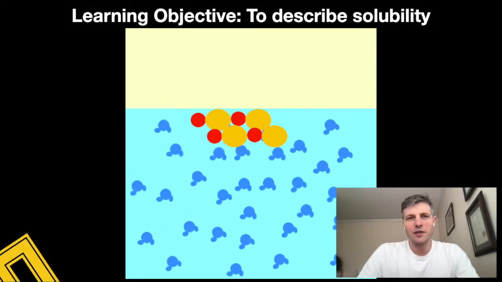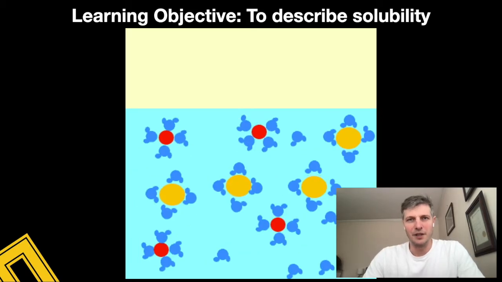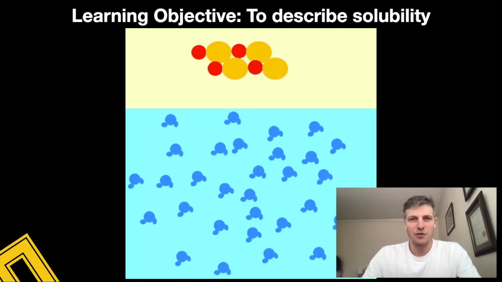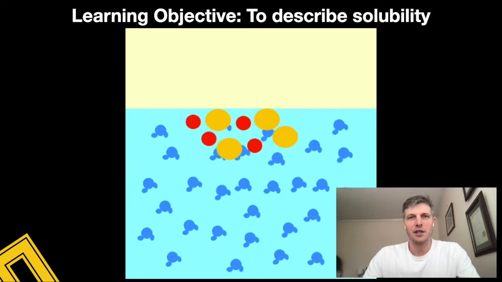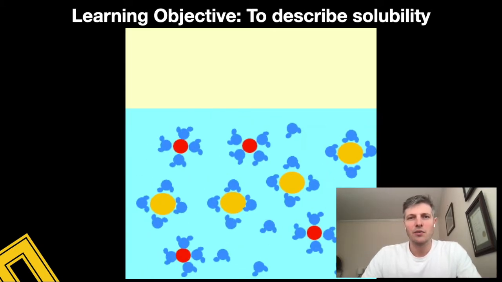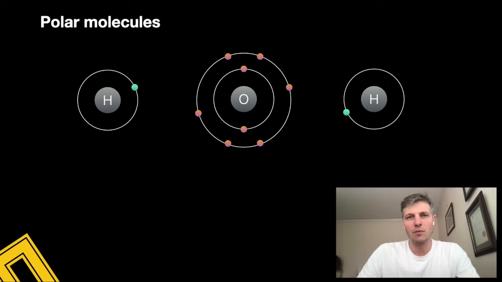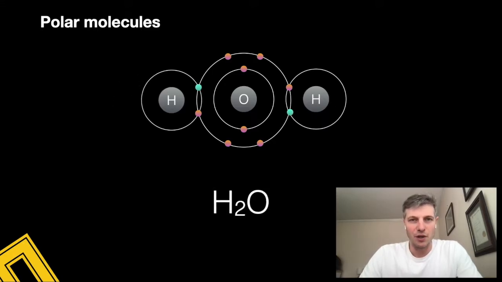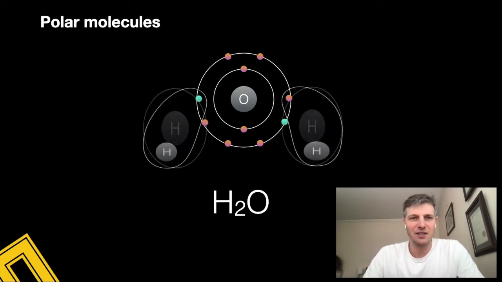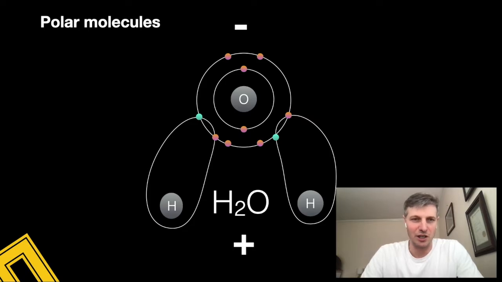So the learning objective for this lesson is to describe solubility. Before we can get into the nitty-gritty of why things dissolve, we need to understand this idea of a polar molecule. A great example of a polar molecule is our good old favorite, H2O. H2O forms this little molecule bound together with covalent bonds, but it doesn't take a perfect, neat shape. What it actually does is form this awkward little boomerang shape.